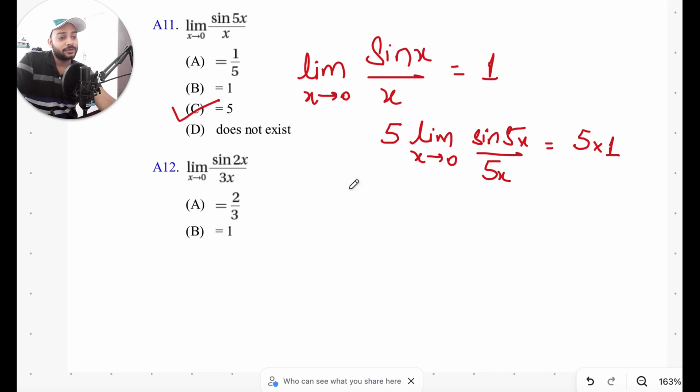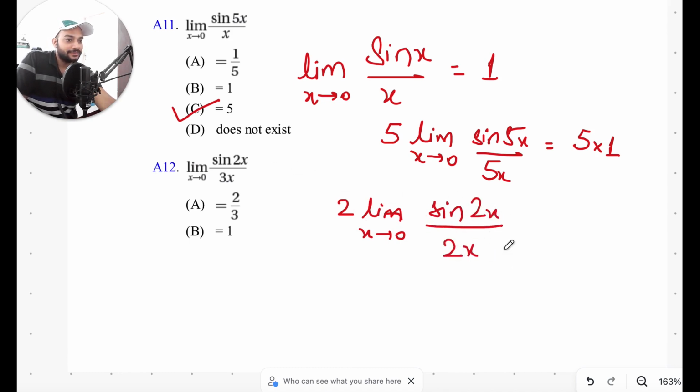Limit x tending to 0, sine of 2x over 3x. We do a similar approach. Multiply and divide with 2. So 2 limit x tending to 0, sine 2x over 2x, and leave the 3 outside. This 3 can be taken outside. A constant value can be taken outside, although it cannot be taken outside from the 2x because 2x is going as an input to the function sine.